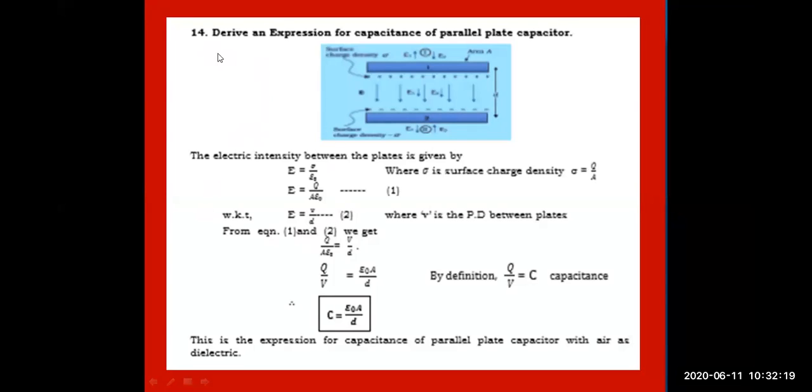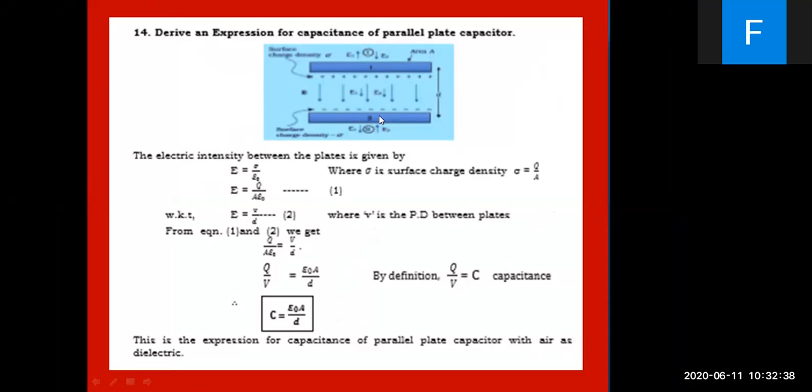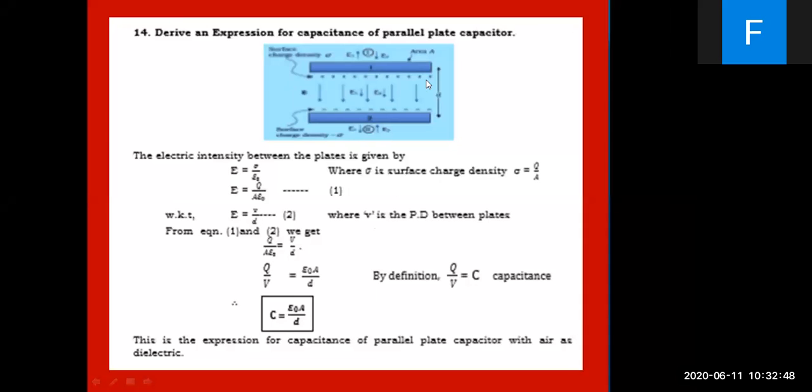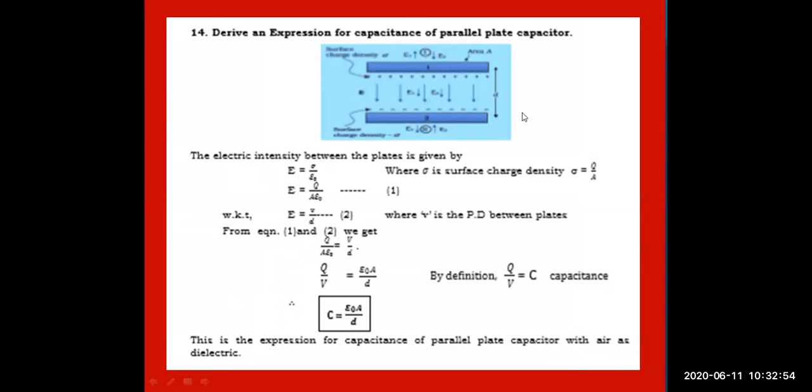Clear? So we are deriving an expression for capacitance of a parallel plate capacitor. Now what is a capacitor? It is used to store charges. And you have two parallel plates here. One plate is on top, the other plate is down. I'm labeling them as 1 and 2. These are parallel to each other, hence we call them parallel plate capacitors. And you can see clearly, positive charges are placed on the first plate, negative charges are placed on the second plate, and there's a gap in between them. We call that gap the medium.